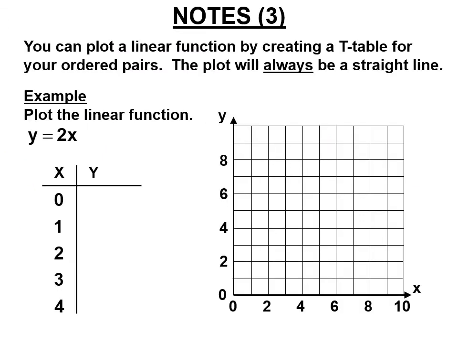Okay, so we're going to start in the first quadrant. We're going to do y equals 2x. Now, these are not all the possible x's. These are the easiest ones. We're going to plot the easiest points, instead of the hardest points. So 0 times 2 is 0. 1 times 2 is 2. 2 times 2 is 4. 3 times 2 is 6. And 4 times 2 is 8. I evaluated that linear function.